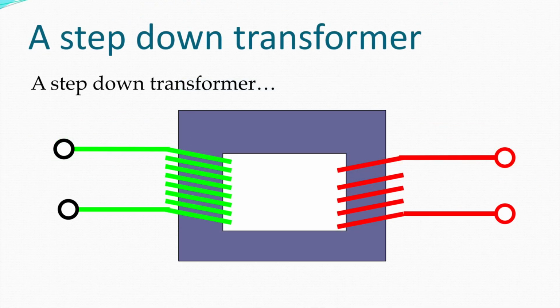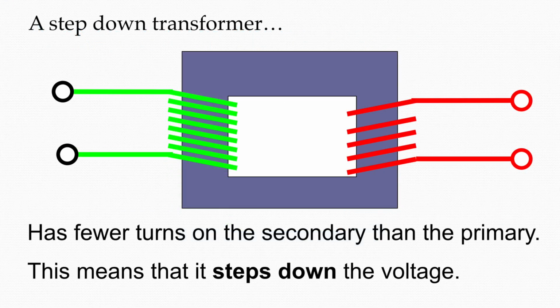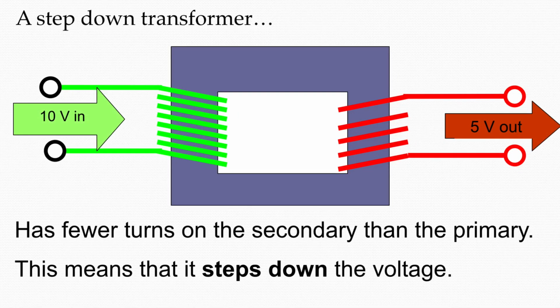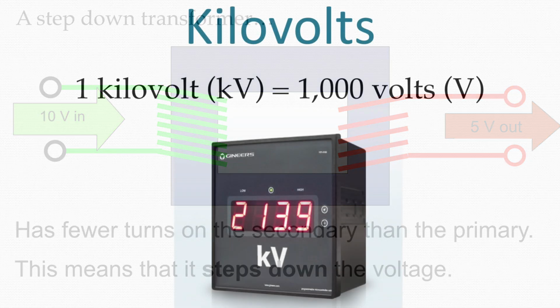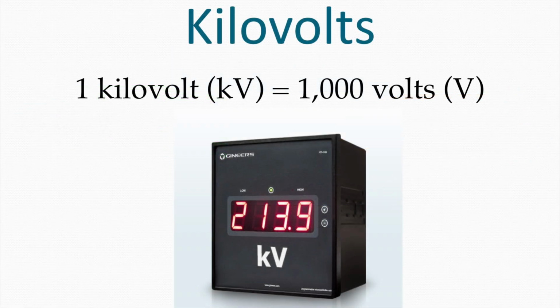In a step-down transformer, the voltage is reduced. There are more loops on the primary coil than the secondary coil. Here we have half as many loops on the secondary coil, so the voltage halves from 10 volts to 5 volts. Sometimes voltage will be given in kilovolts. 1 kilovolt equals 1000 volts.